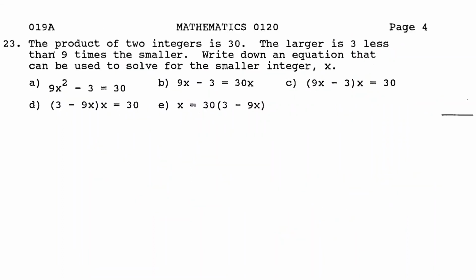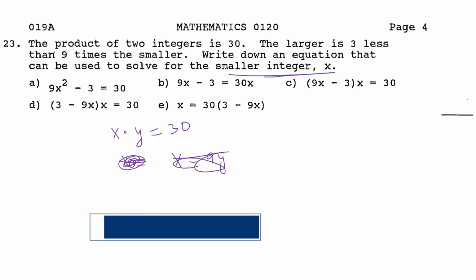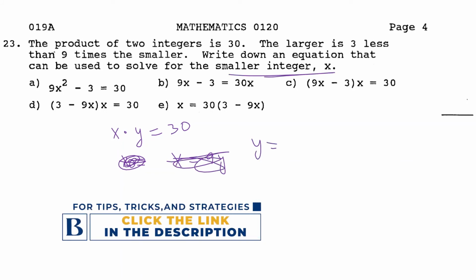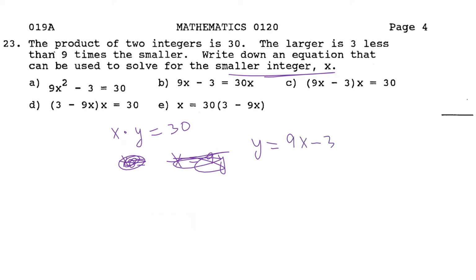Alright, the product of two integers is 30. The product of two integers, so x times y is equal to 30. Now the larger, say x is the larger, is 3 less than 9 times the smaller. Oh, we say the small integer is x. Okay, the small integer is x, fine. So y, the largest, is equal to 9x minus 3. And we need to write the equation. So it's x multiplied by 9x minus 3 is equal to 30. Which one is that? C.